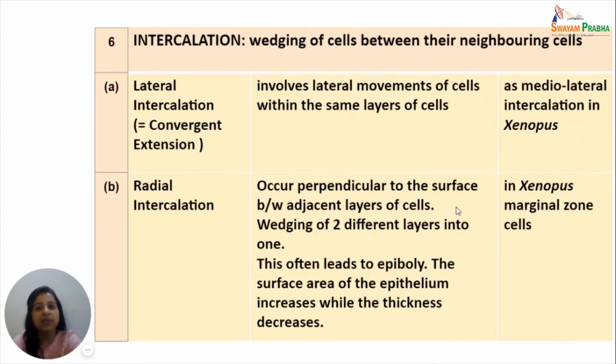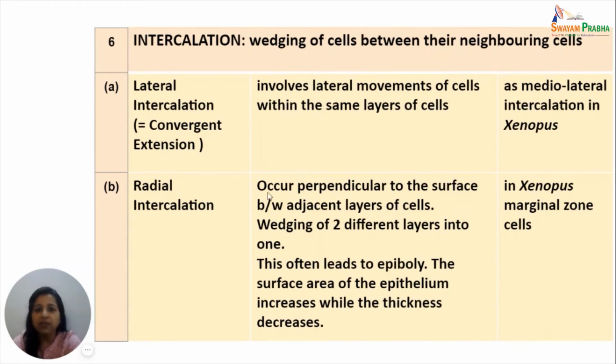Then the sixth type is the intercalation, which involves wedging of cells between their neighboring cells. Intercalation can be a lateral one or a radial one. The lateral intercalation, or the convergent extension, involves lateral movement of the cells within the same layers of cells. That is, no intermingling between different layers will happen, as in the mediolateral intercalation in Xenopus we studied in the last lecture.